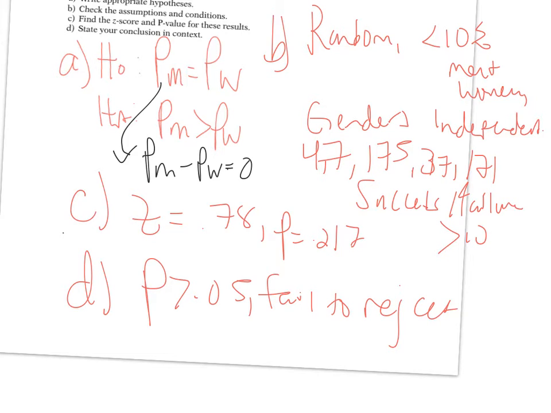For part C, you can just put in that proportion into a calculator and get the z-score, which was 0.78, and your P, your probability, is about 22%, which is greater than 5%, meaning we fail to reject. And you should write a little note about what that means. So in our case, it would be there's no evidence that men are more likely to buy books online.